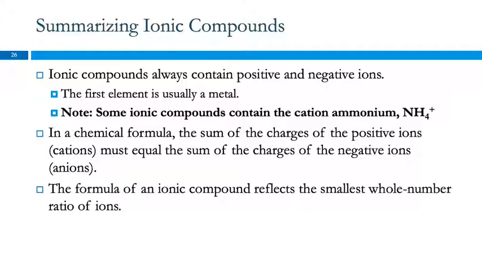That's very simple sounding. Just summarizing, ionic compounds are always positive and negative ions. The first element is usually a metal. Here is the one exception that you need to know. Some ionic compounds contain the cation ammonium, NH4+. So if you see a compound formula that starts with NH4, it's not going to have any metals in it, but it is ionic. The sum of the positive and negative charges has to equal zero, and then the formula of the ionic compound reflects the smallest whole number ratio.